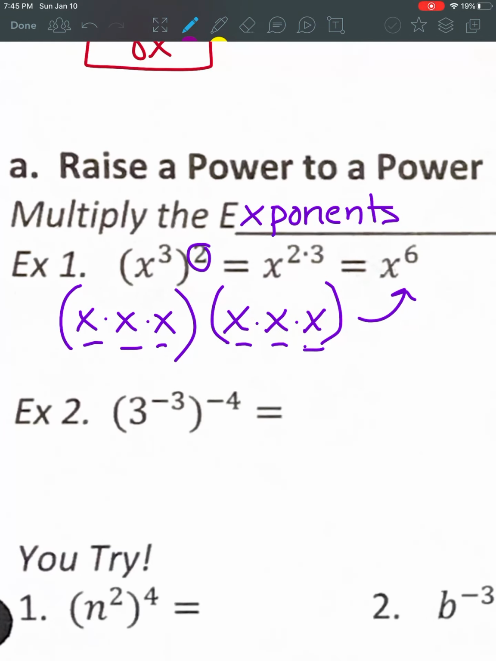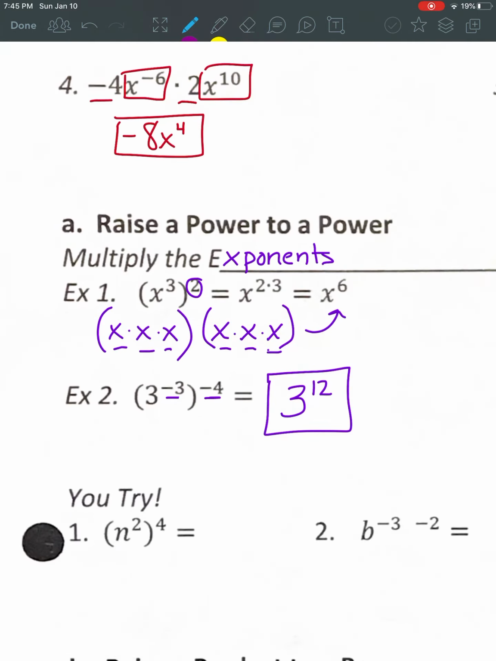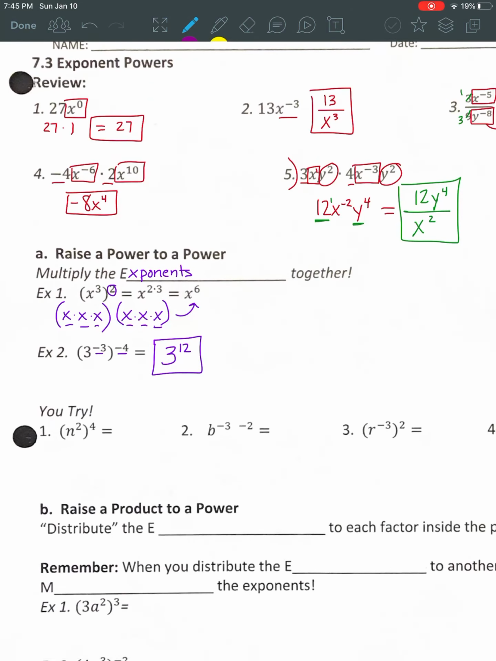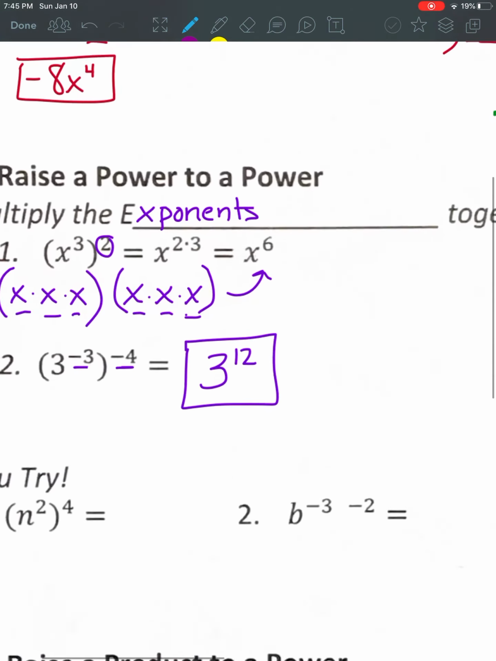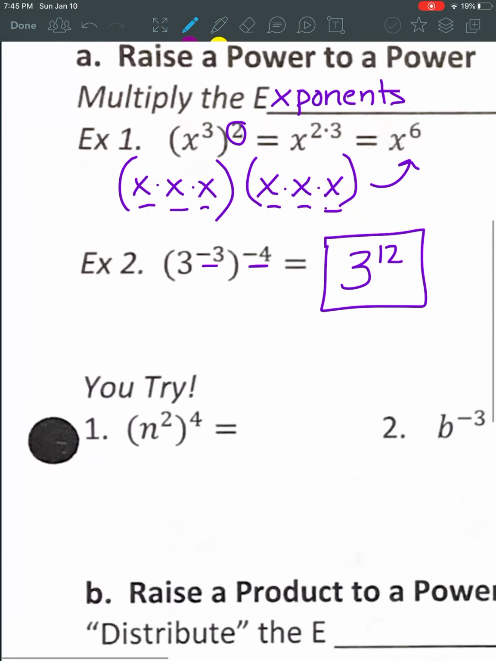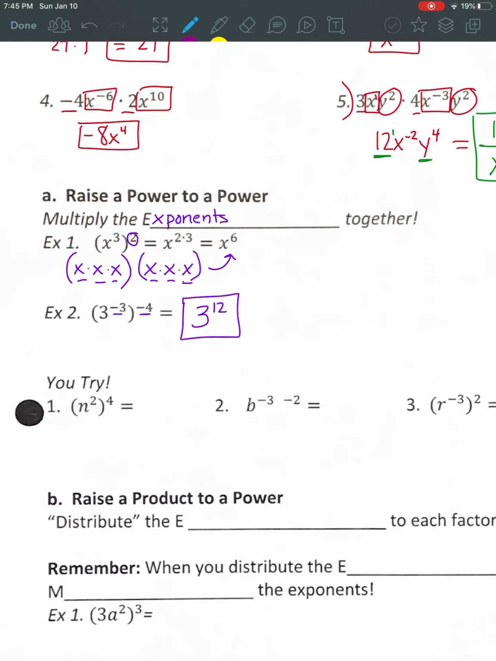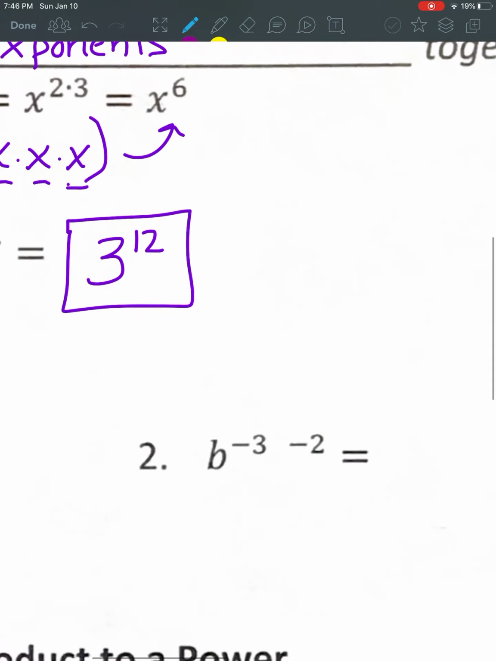So example 2, I'm not going to expand this one out because now we know we can just multiply these. So negative 3 times negative 4, we're going to get 3 to the positive 12th power. Again, we could do 3 to the 12th power. You'll probably get a big long number. So always pay attention to what the instructions are asking, whether they want the answer with positive exponents or whether they actually want you to evaluate and simplify that 3 to the 12th. Okay? Again, let's pause here and see if you can do the next several examples on your own.